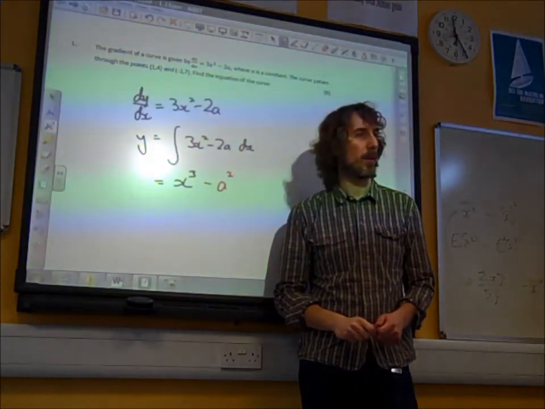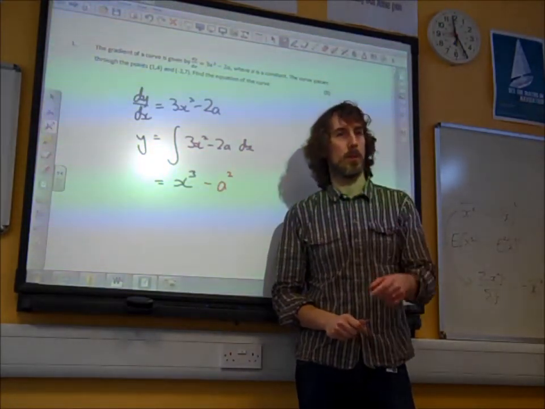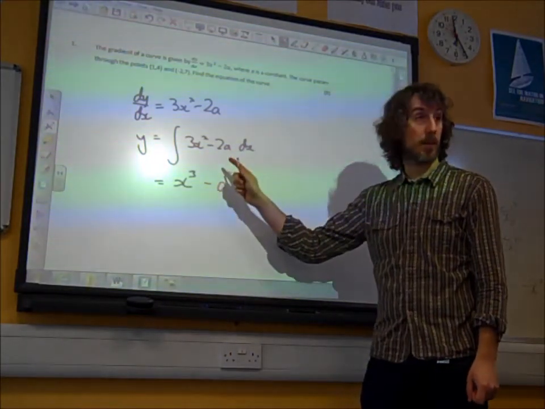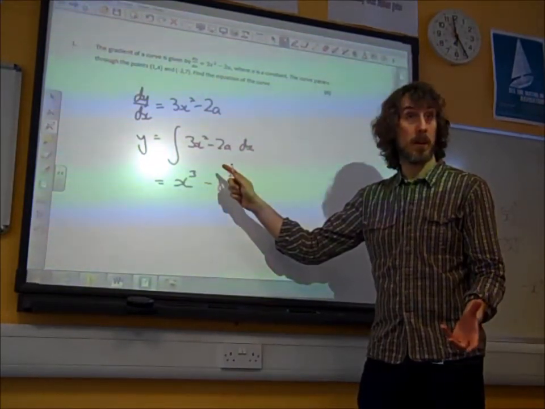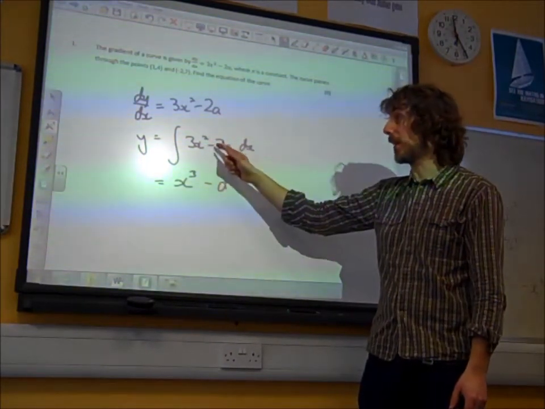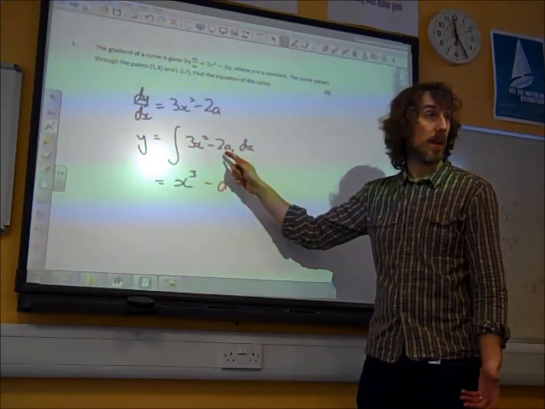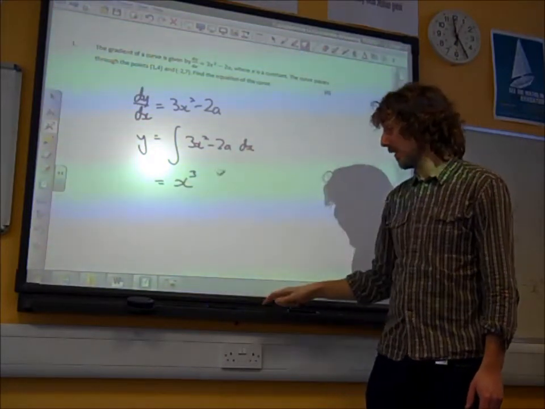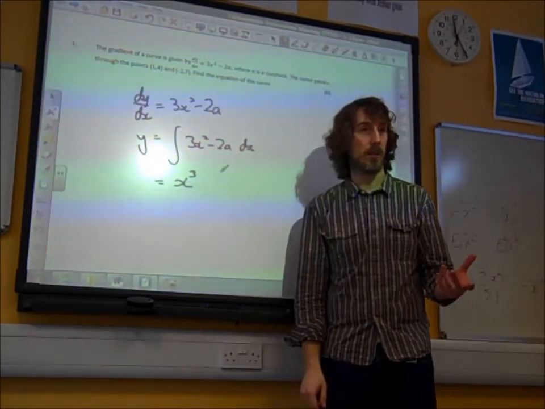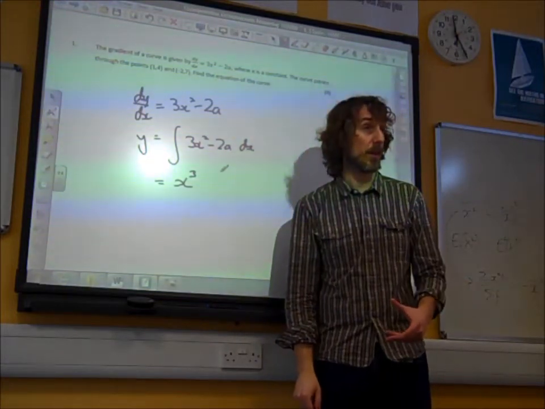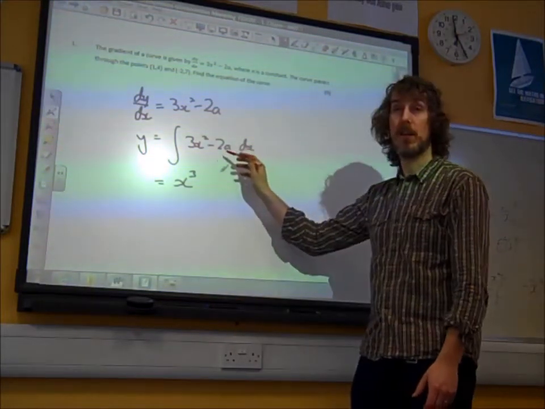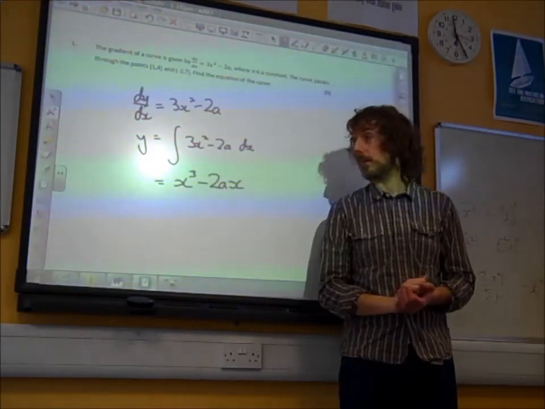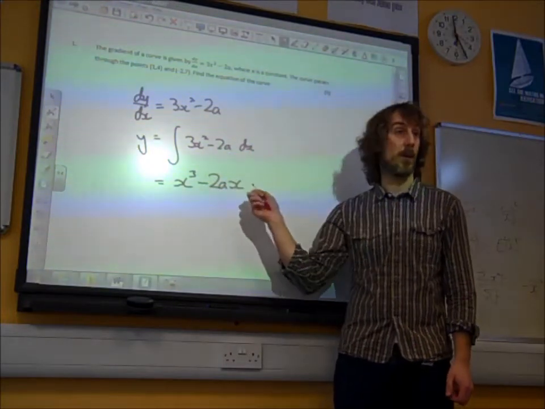Why is that not the right answer? A is a constant, not x. This is it. A is a constant. And because A is a constant, that means it's a number. So that means this term says something like 3x squared minus 8, if A happens to be 4. And if you integrate 8, you don't get something involving A squared. If you integrate 8, you get 8x, don't you? If you integrate a number, you get that number times x. So this says 3x squared minus 2a integrates to x cubed minus 2ax.